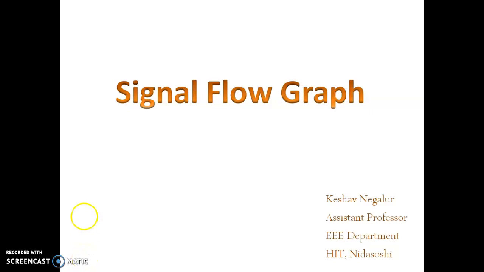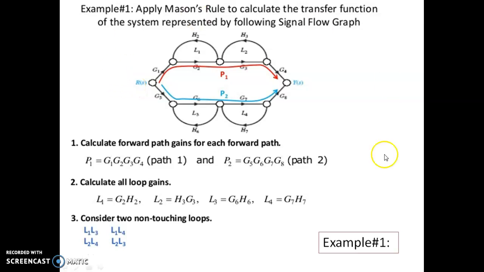Today we are going to discuss signal flow graph. So let us take an example. Apply Mason's gain rule to calculate the transfer function of the system represented by the following signal flow graph.